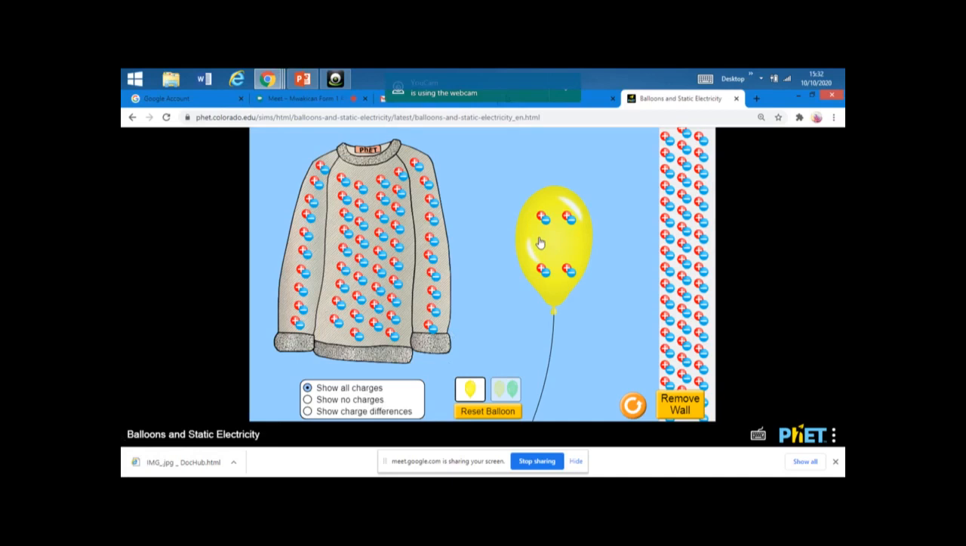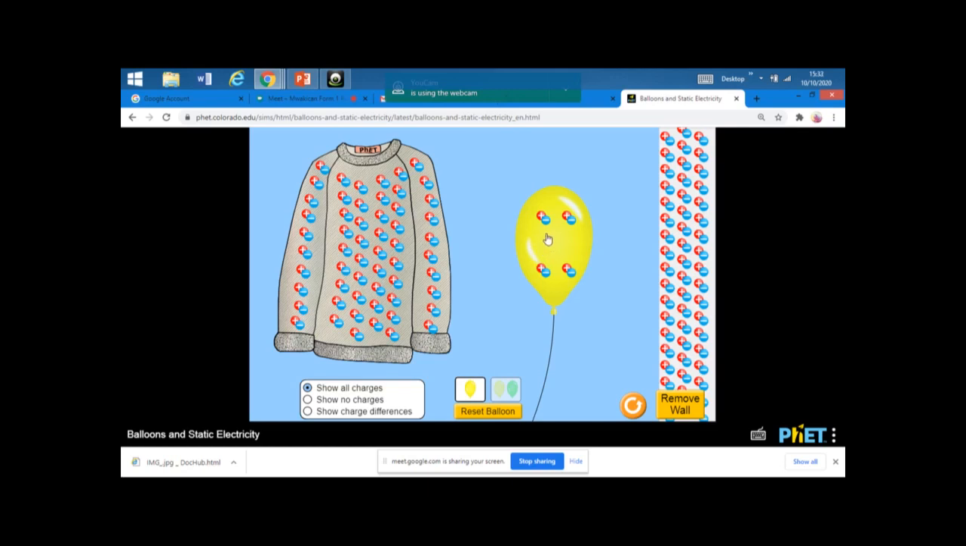So we have a balloon. You notice how many positives do we have? Martha, how many positives do we have? 4. And how many negatives? 4 also. So what do we say is the state of this balloon? Is it positively charged? A. Is it negatively charged? B. Is it neutral? C. Or D, none of the above? Neutral. Very good. It's actually neutral because we have an equal balance of positive and negative.